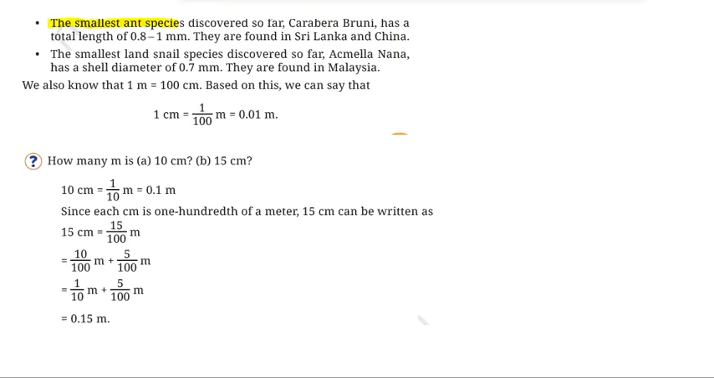The smallest ant species discovered so far, Carebara bruni, has a total length of 0.8 to 1 millimeter. They are found in Sri Lanka and China. So the smallest ant species, जो सबसे छोटी ant है, is in the range of length 0.8 to 1 millimeter. Then the smallest land snail species discovered so far, Acmella nana, has a shell diameter of 0.7 millimeters. They are found in Malaysia. So again, this is about the snail species which has a shell diameter of 0.7 millimeter. We also know that 1 meter is equal to 100 centimeters.